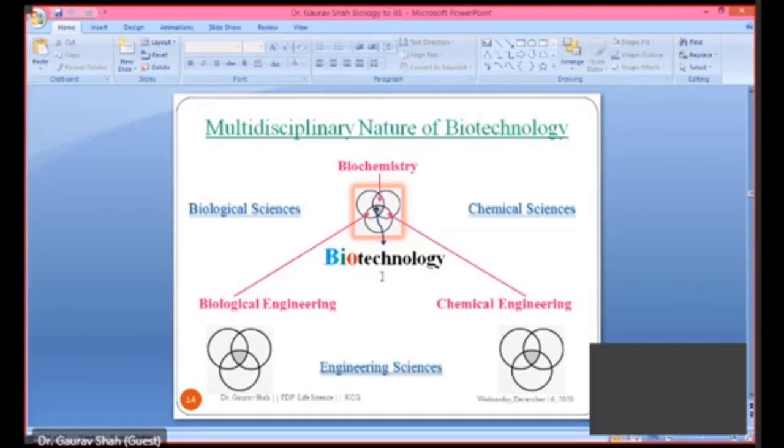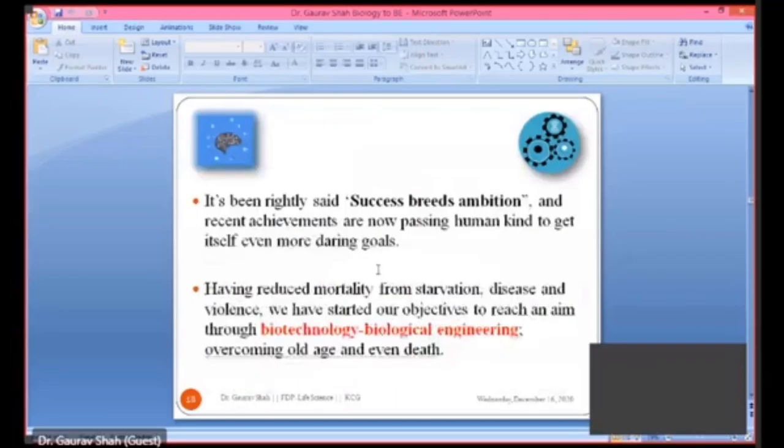Underline my words, for betterment, right? It should not be misused. And there are chances, there are ethical concerns, that it might be misused. And that is the danger, and that is the threat we all humans are facing right now. So it has been rightly said, after this advent of biotechnology, we are well aware of the latest developments in biotechnology and how much advantage we have taken from manipulations and exploitations of these lower organisms, what we have considered as lower organisms. And that's why this line is very important: success breeds ambition. So we have become more ambitious, right?